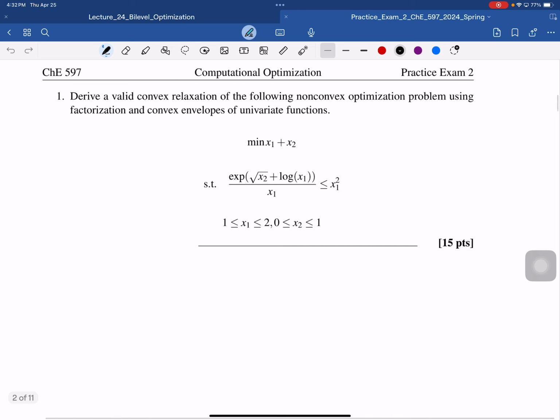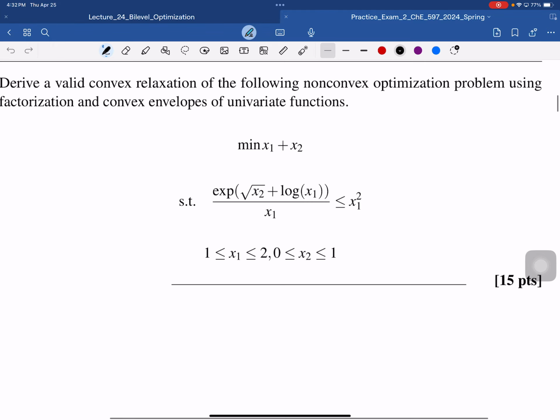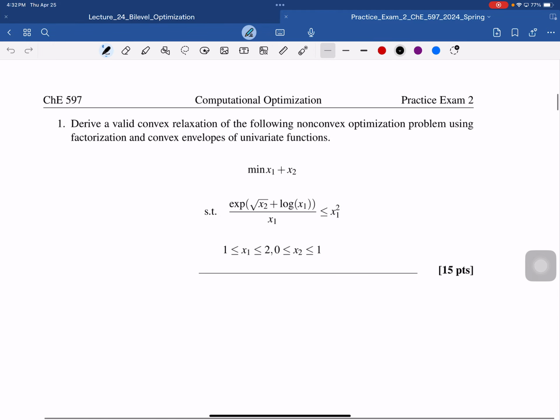All right, so let's talk about the practice exam. The first one, I guess you've done that in the homework as well, right? It's like giving you a non-convex constraint. You want to derive the convex relaxation of this constraint. Usually the idea for solving this problem is that you first refactor into univariate functions, since you know the convex and concave envelope of each of these univariate functions. You convexify them separately, right?